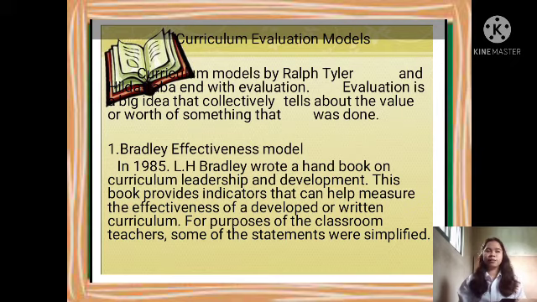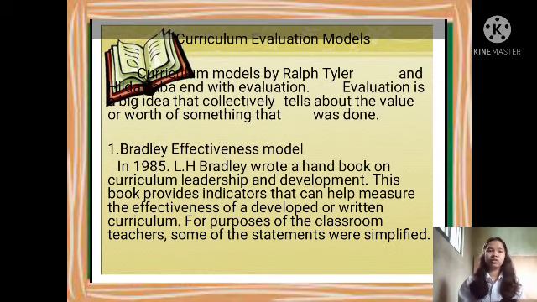Curriculum evaluation models. Curriculum models by Ralph Tyler and Hilda Taba end with evaluation. Evaluation is a big idea that collectively tells about the value or worth of something that was done. So how can the merit or worth of an aspect of a curriculum be determined? Curriculum specialists have proposed an array of models which are useful for classroom teachers and practitioners. Let us look at some of these.